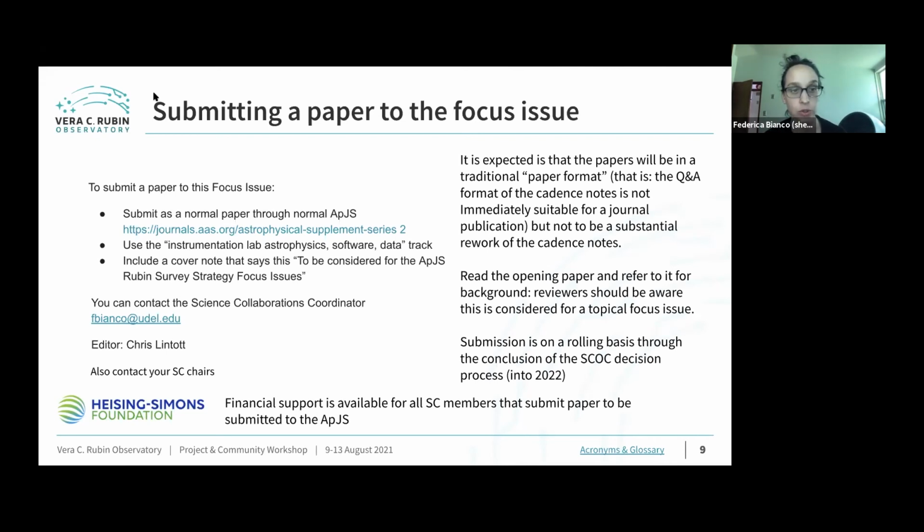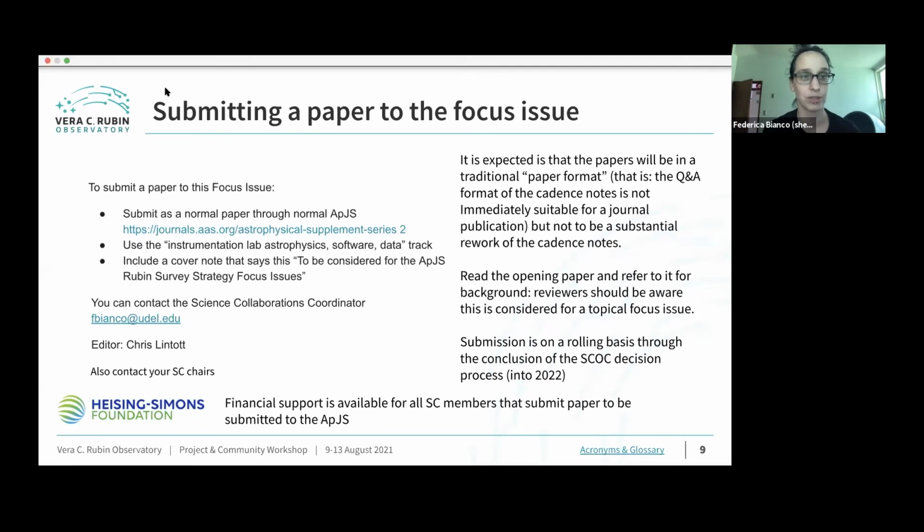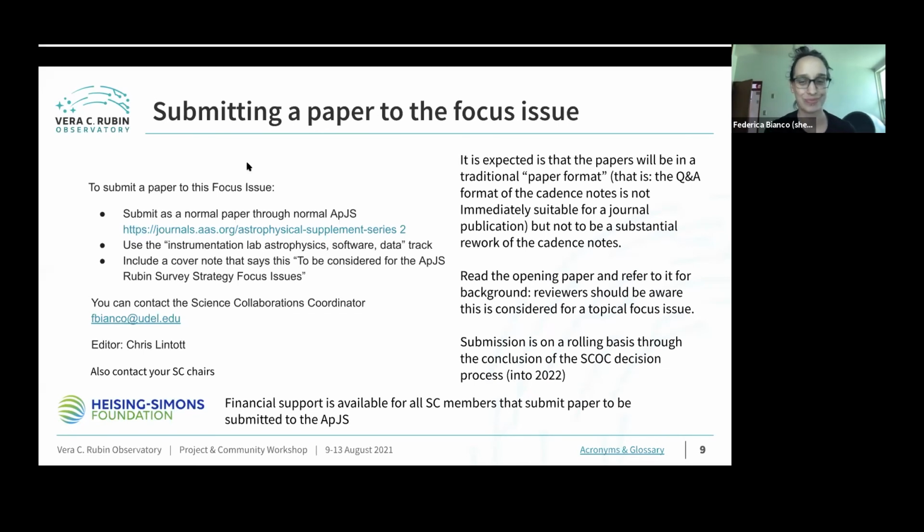It gives you an opportunity to show more background work, and it gives you an opportunity to show the results that you have included in the Cadence Note as well. And if you have written earlier papers, for example, the white papers of 2018, so long as they've not been published in other journals, they're also welcome in this APJ focus issue. I think I covered everything that I thought I was going to have to cover.